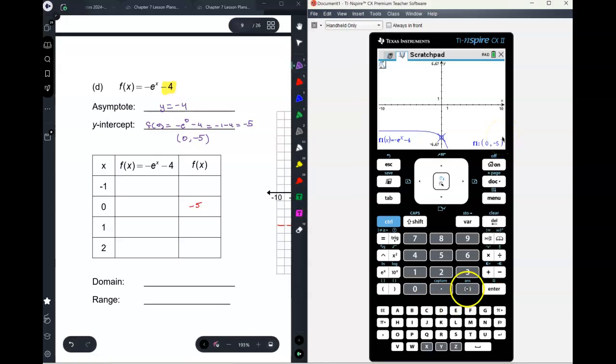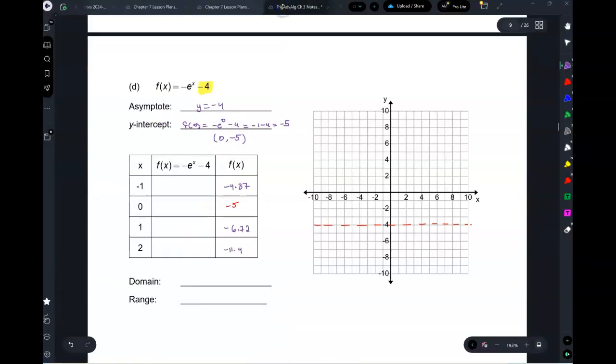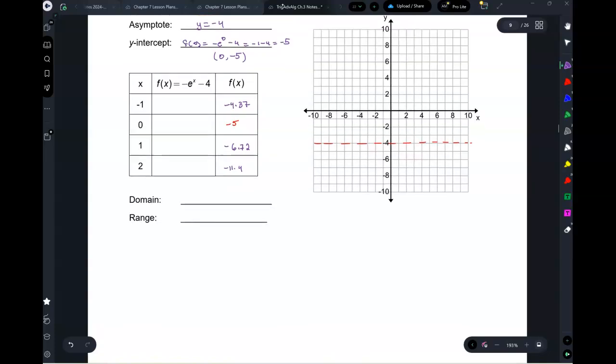And then at negative 1, negative 4.7. At 1, negative 6.72. And then at 2, it's going to be negative 11.4. I can just feel it. Okay, so here we go. Negative 1, negative 4.37. Then negative 5, negative 6.72. Negative 11. I'm fine not graphing that. 3 is pretty good. And there you have it.